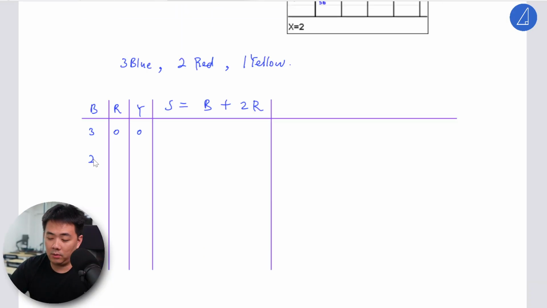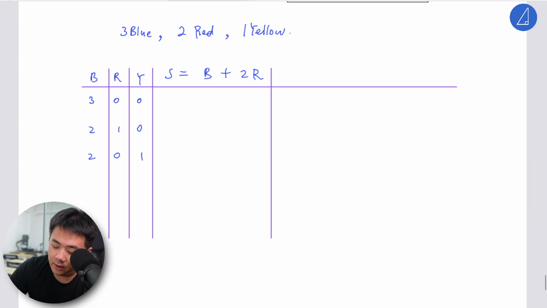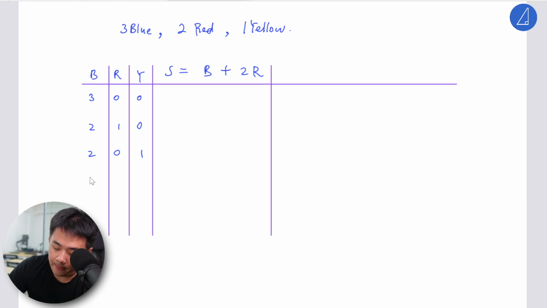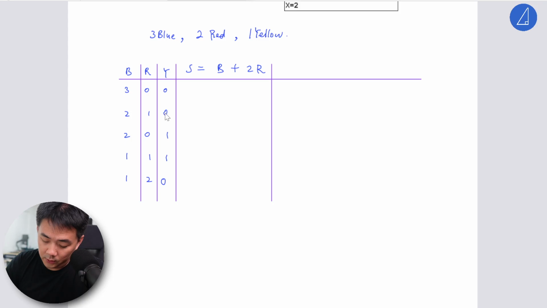Oh, but not so easy. So let's see. Usually what I'll do is start with 3 0 0, then 2 1 0, then 2 0 1. Then you just move on. Then after that 1 1 1, 1 2 0, and 1 0 1, 0 2 0 doesn't make sense. I think 3 0 0, 2 1 0, 2 0 1, 1 1 1, 1 2 0. Is that it? And 0 2 1. Okay, great.